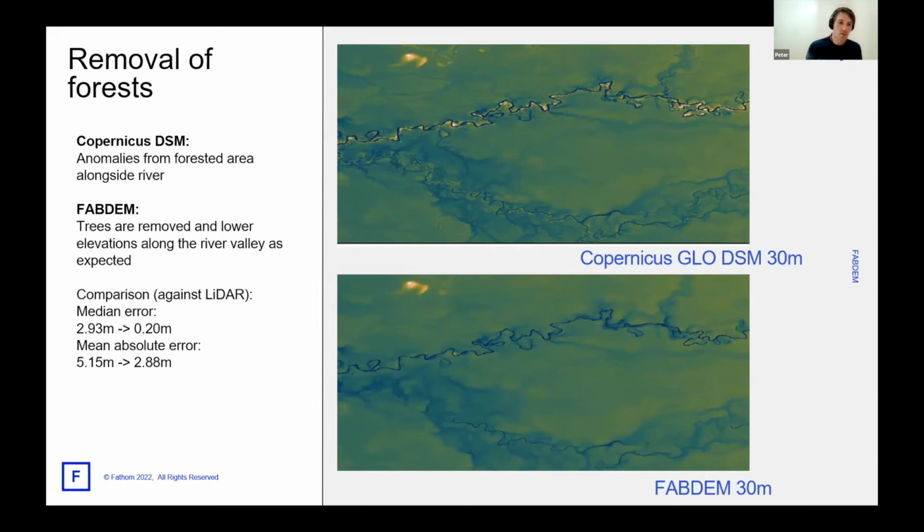And again, looking at the statistics, you can see, from forest heights, the median error in those forested regions was around 3 meters from the original Copernicus DEM, and that's reduced right down in the FabDEM. And similarly, the mean absolute errors reduced. Next slide.